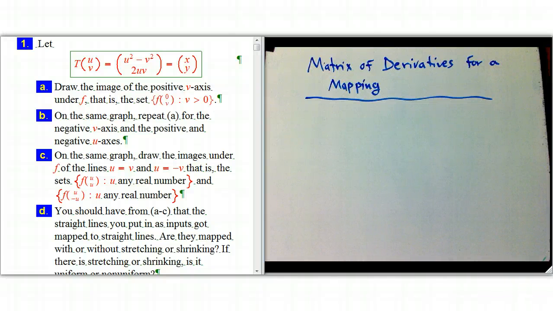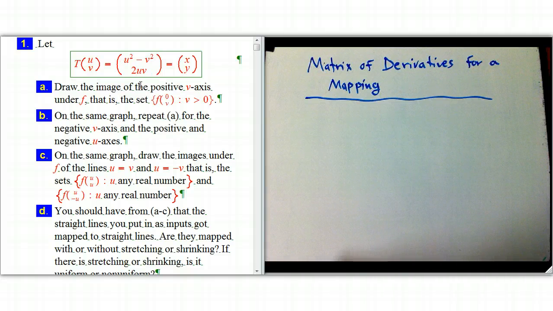Here's a video about a particular example of a cool mapping of the plane to the plane, focusing on how to use the matrix of derivatives for a mapping like this. But first, we want to analyze the picture of the mapping. Here's the formula for the mapping: T of (u, v) is u squared minus v squared for x and 2uv for y. And I'd like to get some sort of picture of that.